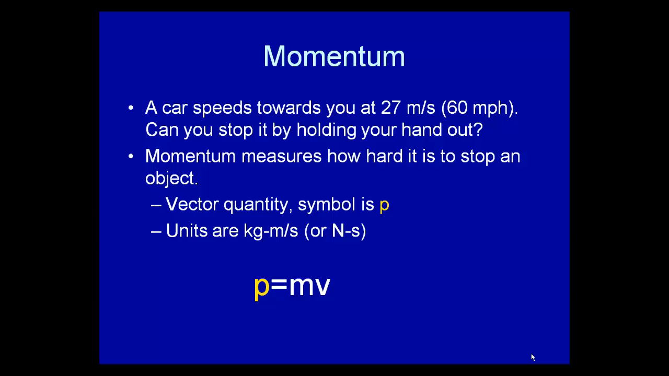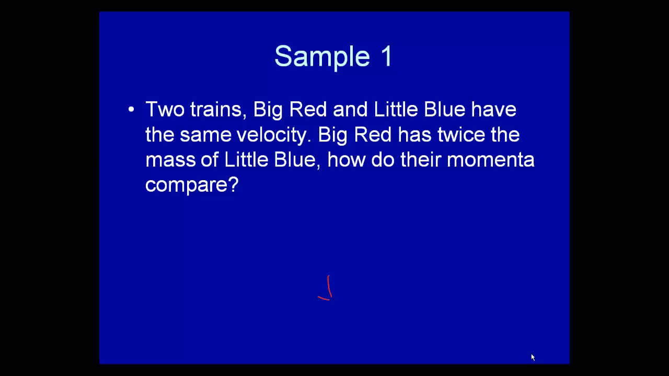Momentum is really a measurement of the motion of something. So if a car speeds at you at 27 meters per second, can you stop it by holding your hand out? No. So momentum really measures how hard it is to stop an object, in simple terms. It is a vector quantity, direction does matter, and the symbol is lowercase p. And the units are kilograms times meters divided by seconds, or newtons times seconds. So it's reduced down to the same thing. So p is equal to m times v. That's momentum.